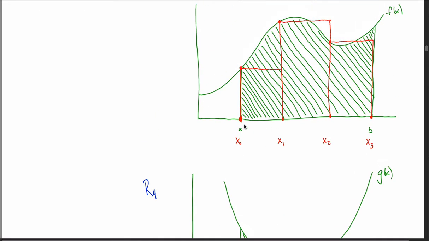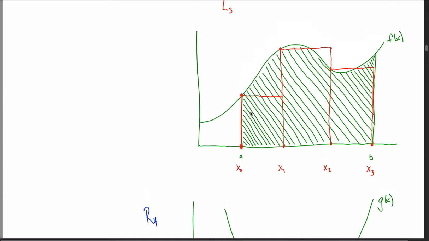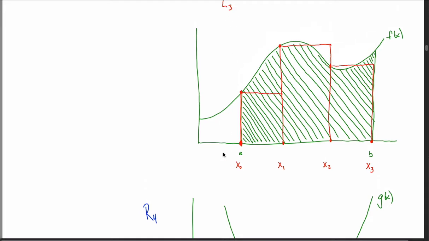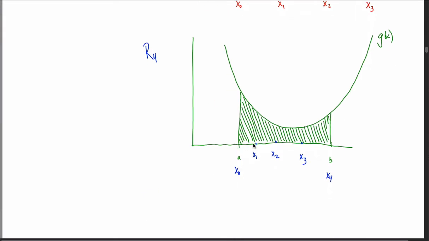Remember, up here for my first rectangle that went from x0 to x1, I figured out the height of that rectangle based on this point, x0, because they were left endpoints. Down here, my first rectangle that goes from x0 to x1 is only going to be this tall. Its height is going to be based on the height at x1, not the height at x0. Using similar logic, we get this picture.